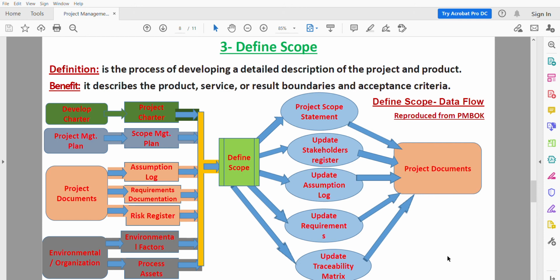The second output of this process is the project documents update. So we need to update the assumption log. We may need to update the requirements documentation. We may need to update the requirements traceability matrix. And also we may need to update the stakeholder register.